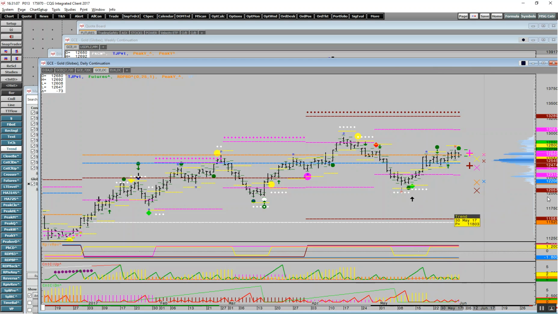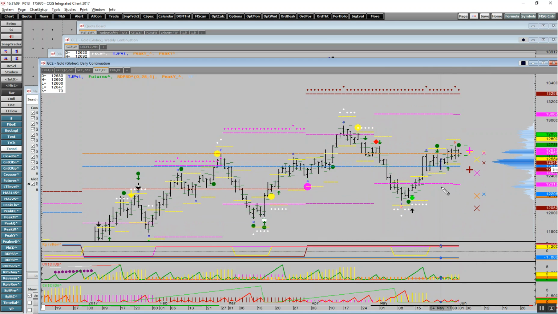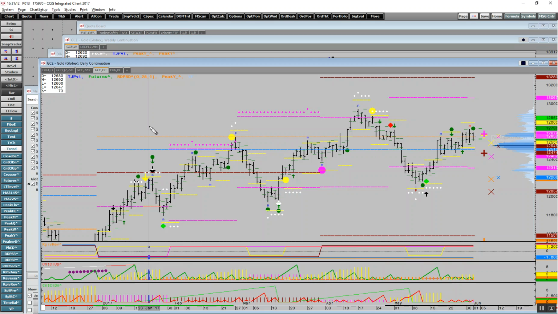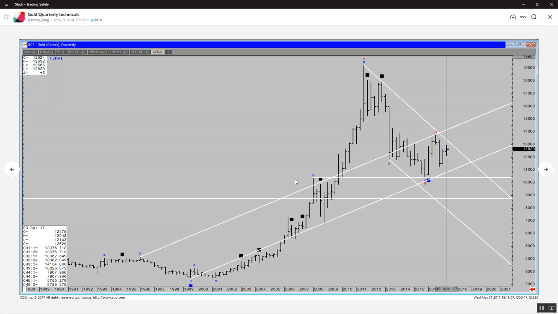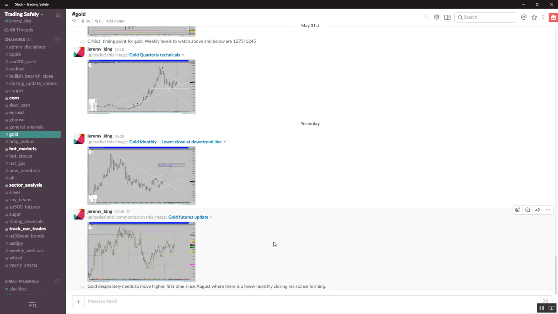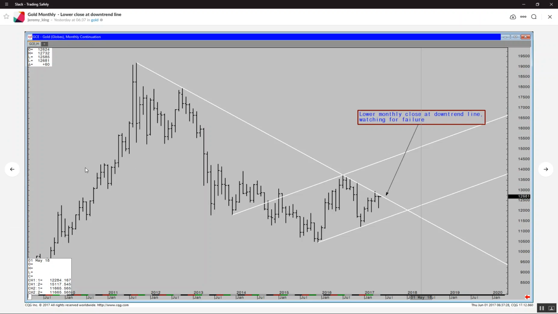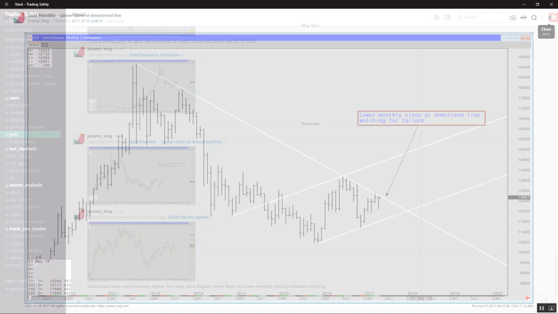So when we look at gold and the outlook for today, let's just have a quick look at a couple of charts that I've done earlier. This is on our Slack site that our members use. There's a couple of things when we look at the quarterly chart. We're clearly in a downtrend channel at the moment. We would need to break above this to be moving higher. In the short term, however, when we look at the monthly chart, we did close the month lower in May, and we are right up against the downtrend line. So gold is in a precarious position.